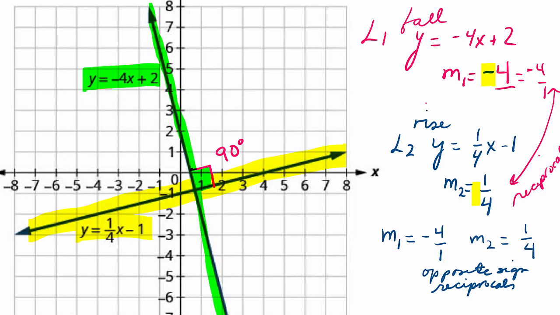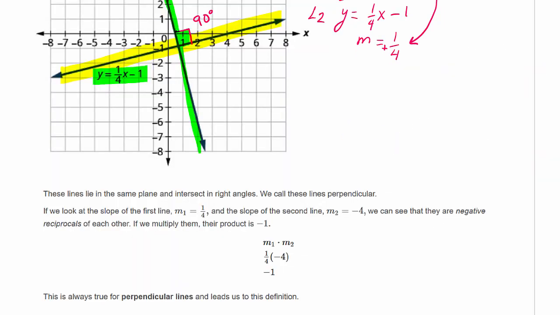So opposite signs, reciprocals. So a little recap of what we've just been discussing is that we have lines that intersect at right angles. We call those lines perpendicular, and if we look at the slope of the first line and then compare it to the slope of the second line, we can see that they're going to be negative reciprocals of each other.